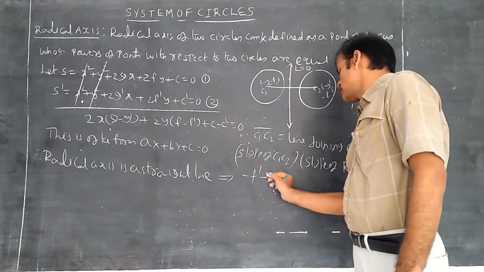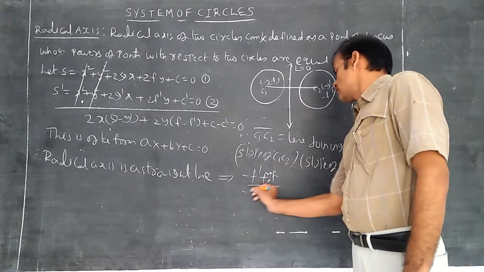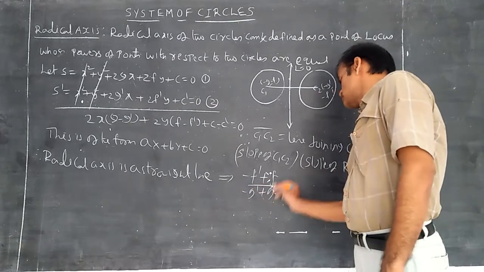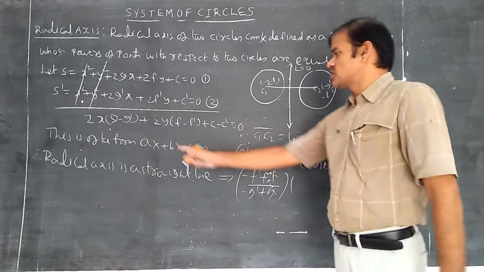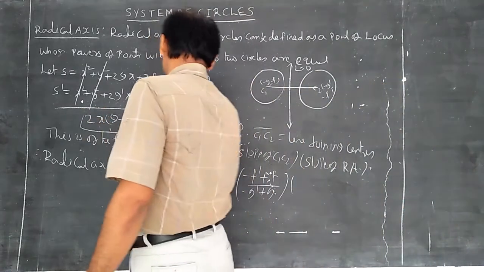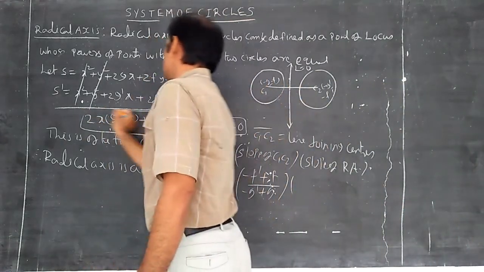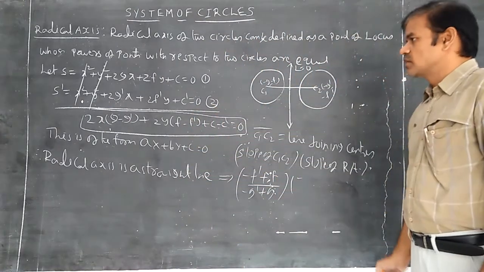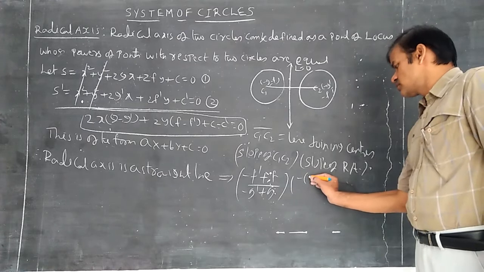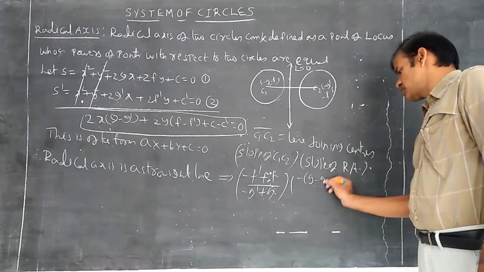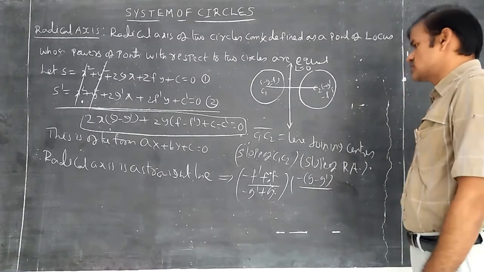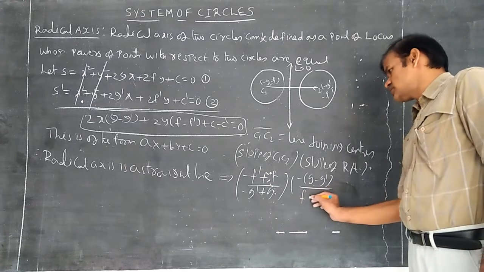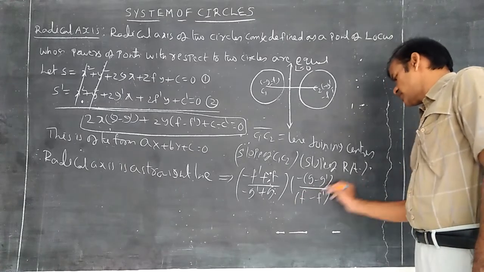Here, minus f dash plus f by minus g dash plus g into, try to understand, this is the equation of the radical axis. This is the equation of the radical axis. The slope we can calculate by coefficient of minus x by coefficient of y. So you write here g minus g dash by minus of g minus g dash by f minus f dash.